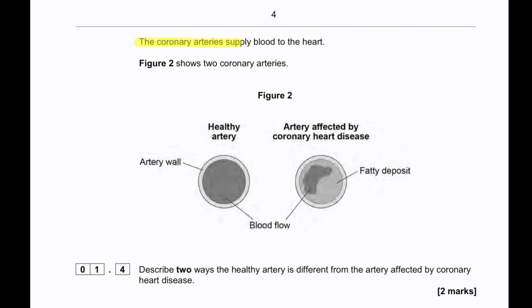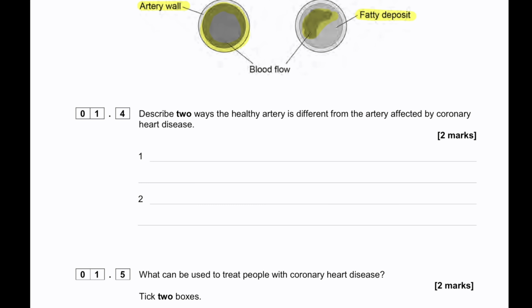The coronary arteries supply blood to the heart. Figure 2 shows two coronary arteries. A healthy artery, where we can see the lumen is very wide in the artery wall, and an artery affected by coronary heart disease with fatty deposit. You can see the blood flow is very constricted. Describe two ways the healthy artery is different from the artery affected by coronary heart disease.